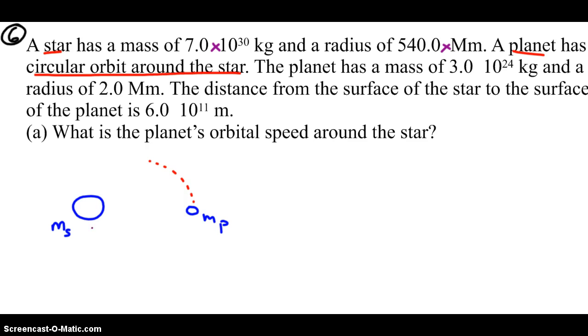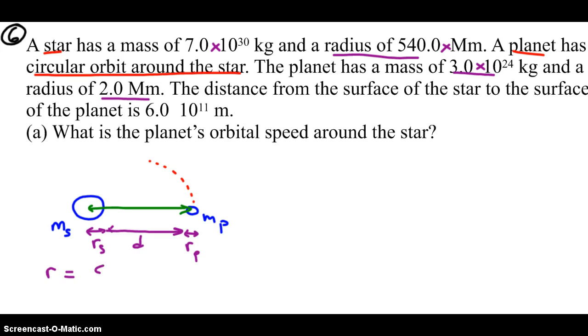We are given the radius of the star. Right? There's that value. We're given the mass of the planet times 10 to the 24. And we're given the radius of the planet, which is this little sliver of distance. And then we're also given the surface to surface distance, which I'll call d. Big R, little r rather, is the distance from center to center. And that value we get by adding up all of the 3. So it's going to be 540 megameters.